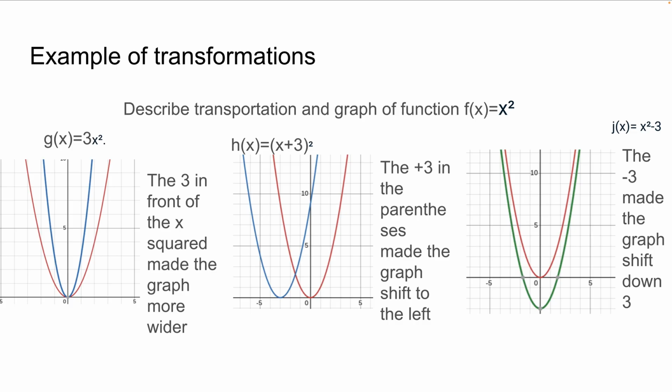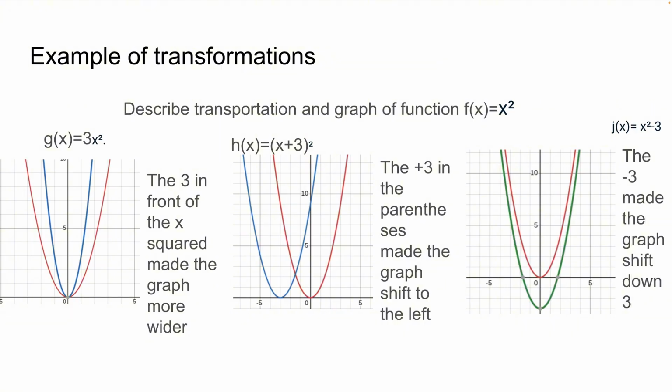Okay, now examples of transformations. Some problems for you. Describe the transformation and graph a function f of x equals x squared. On the left hand side we have g of x equals 3x to the power of 2. If we look at the graph, you can see the 3 in front of the x squared made the graph wider.